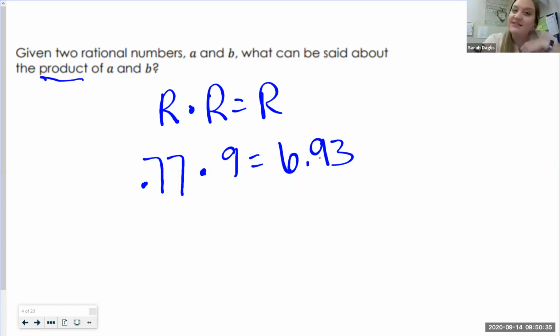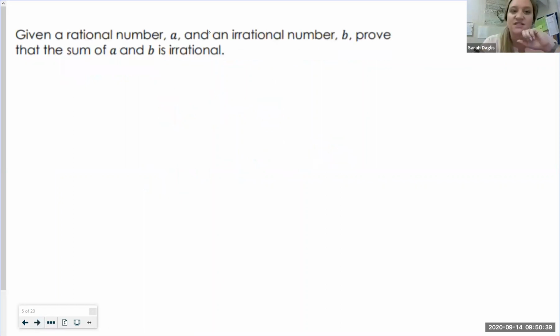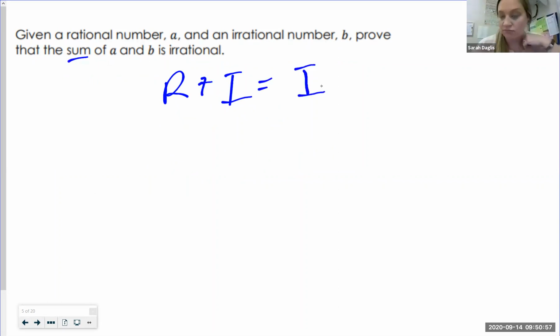Now let's explore what happens if I put an irrational number in the mix, okay? So this is saying rational number A and an irrational number B. So we're doing rational and irrational. Prove the sum, so we're gonna add them again. They claim it's gonna be an irrational number, okay? So give me a rational number. 8, okay?